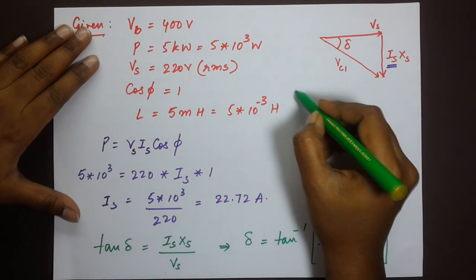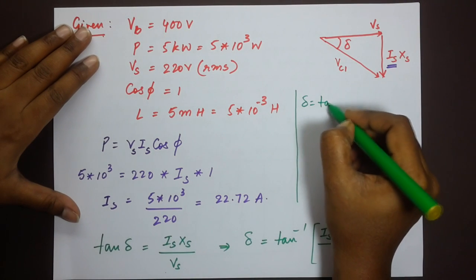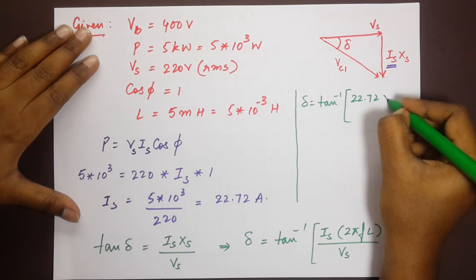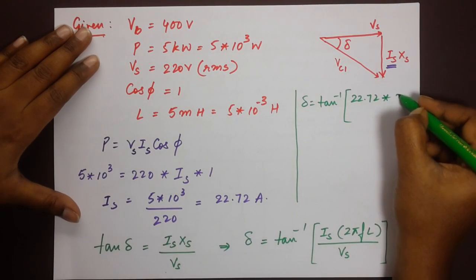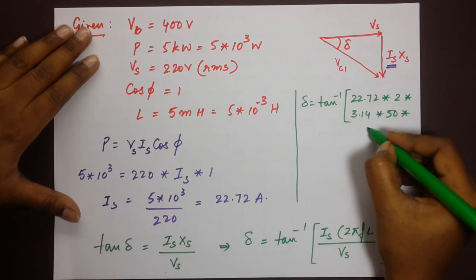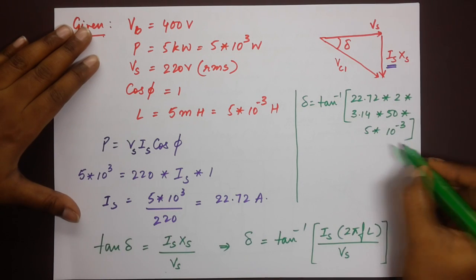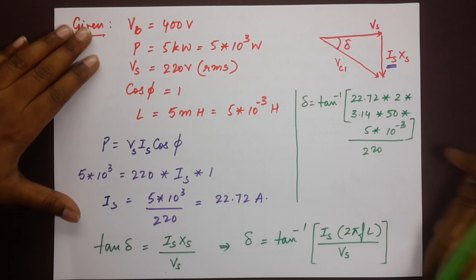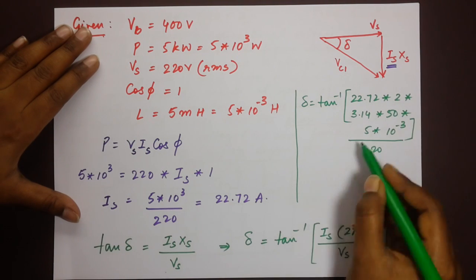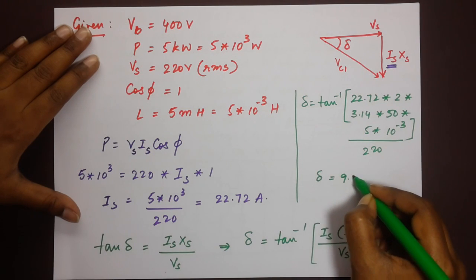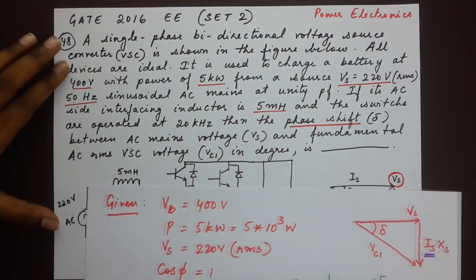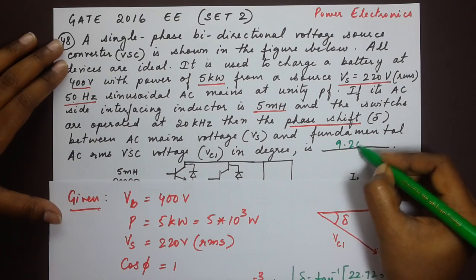Now I'll just write down the rest over here for you. So we have delta is equal to tan inverse of Is, which is 22.72, times 2 pi FL, which would be 2 times 3.14 times 50, since that's 50 hertz, into 5 into 10 power minus 3, all divided by 220. You follow, right? So it's Is into 2 pi FL divided by 220. So the tan inverse of this entire thing will give us a delta value of 9.209 degrees. So this is the final answer. Since this is not a multiple choice question, the final value would be 9.209.